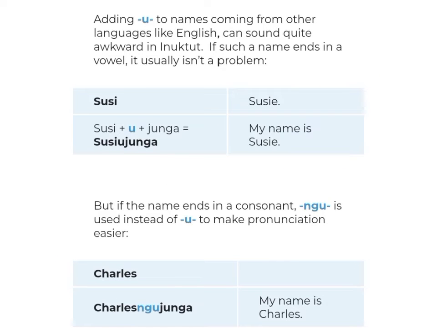Adding u to names coming from languages like English can sound quite awkward in Inuktitut. If a name ends in a vowel, it usually isn't a problem. But if the name ends in a consonant, ngu is used instead of u to make the pronunciation easier.